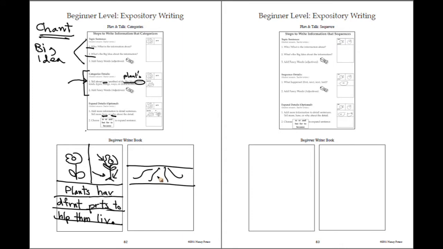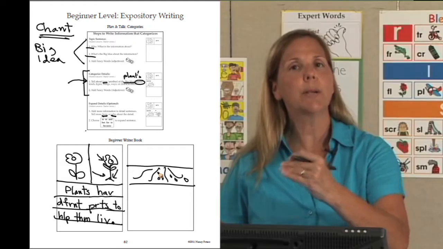Before you form this sentence, they're just drawing the roots, and then you may be asking them, okay, now they use the roots. We were saying that they have these different parts to help them live. What do they use the roots to do? Oh, I'm going to put water there like they're drinking water. So we're only talking, we want to plan the sentence.